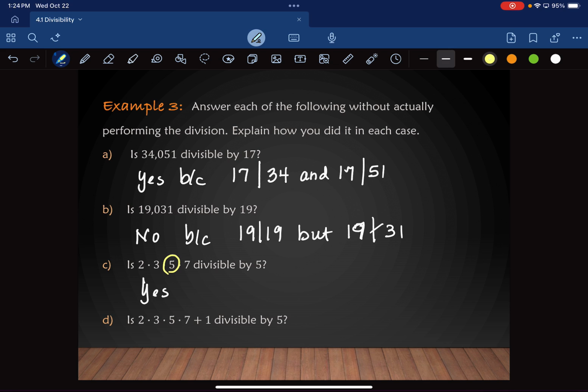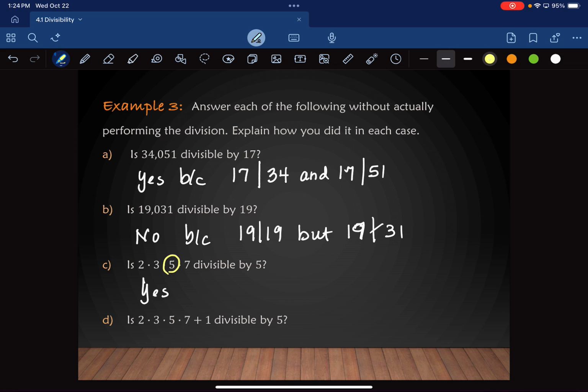And if you think about it from a fractional standpoint, if you put 2 times 3 times 5 times 7 on the top of a fraction and put a 5 on the bottom, you'd be able to cancel the 5s. You could also think about what would happen if you did multiply this out. Without doing so, if I multiply 2 times 3 times 5 times 7, it has to end in 5 or 0. Why? Because I've multiplied by 5, and everything that's multiplied by 5 ends in 5 or 0.